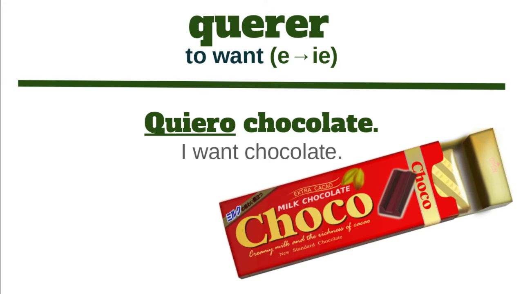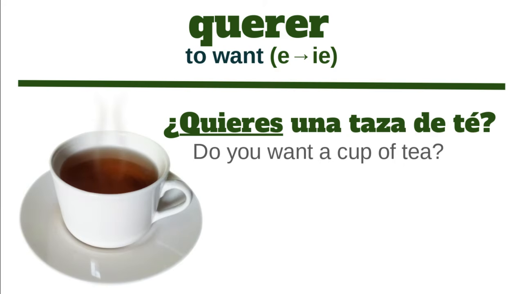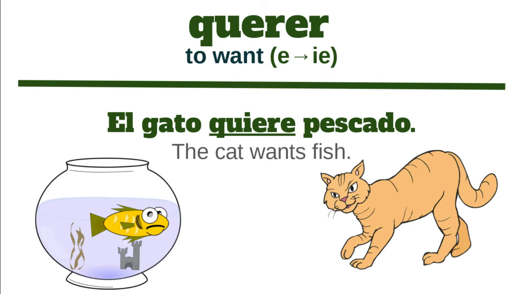So to use it in a sentence, we can say, quiero chocolate. I want chocolate. ¿Quieres una taza de té? Do you want a cup of tea? El gato quiere pescado. The cat wants fish.